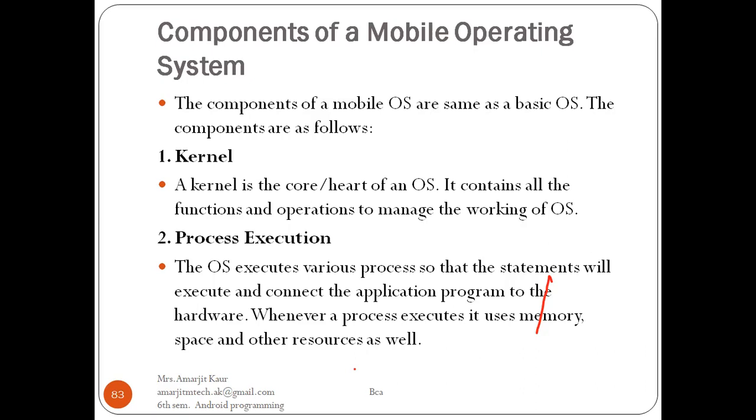The second component of the mobile operating system, the process execution. The operating system executes various processes so that the statements will execute and connect the application program to the hardware. Whenever a process executes, it uses memory space and other resources as well.